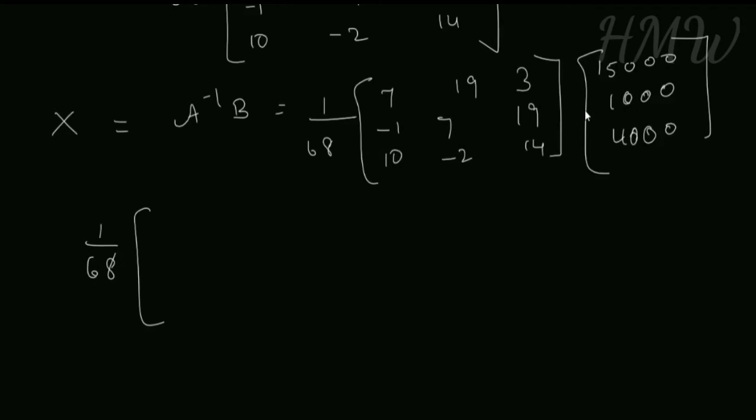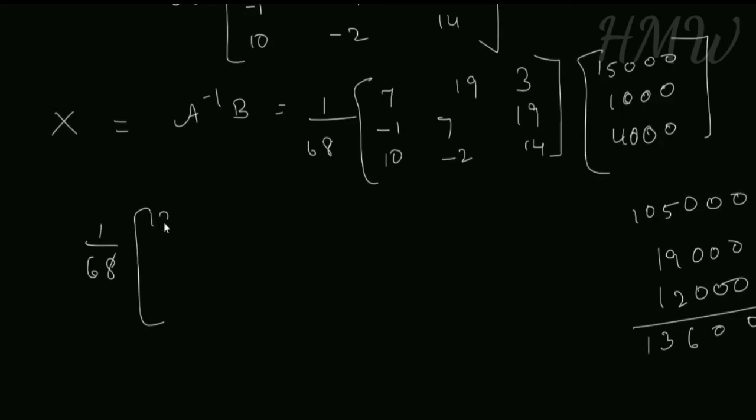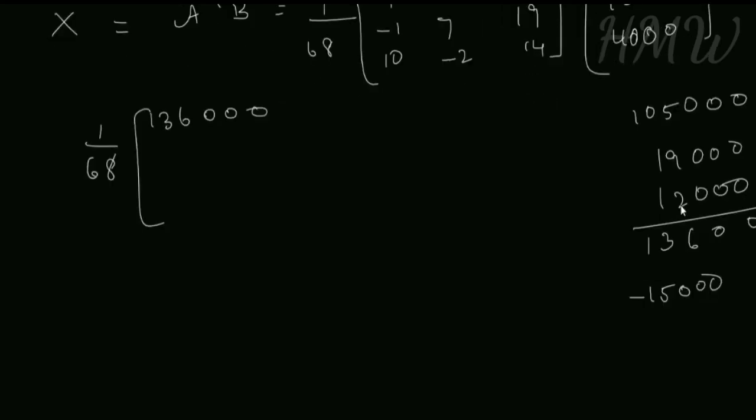Multiply 7 into 15,000. That is 105,000. 19 into 1000. Then 3 into 4,000. So it will give you 0, 0, 0. 9 plus 11 plus 5, 16, 3, 1. So we get 136,000. Now we have to multiply minus 1, that is minus 15,000. Then 7 into 1000, 7,000. Then 19 into 4,000, 76.